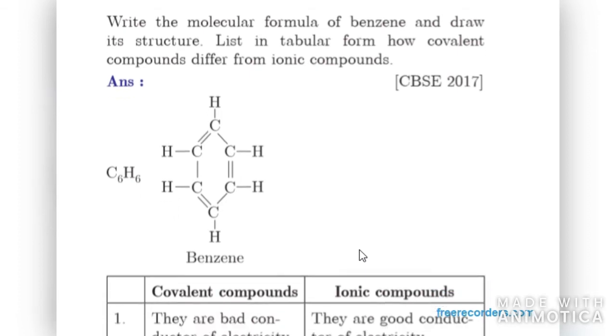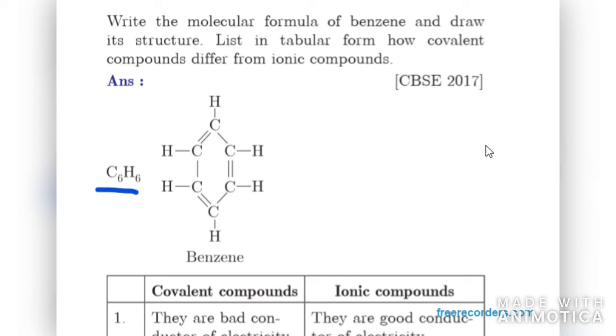Now the next one, it says write the molecular formula of benzene, draw its structure, and list in tabular form how covalent compounds differ from ionic compounds. So in this, first make the benzene structure. Benzene is C6H6, and it is an unsaturated carbon compound. Why? Because it has three double bonds in it, as you can see, and it is a cyclic structure.